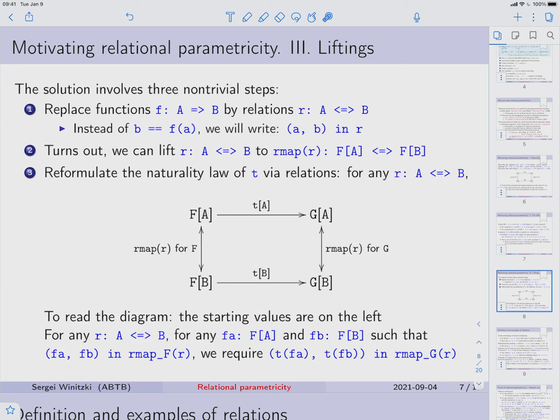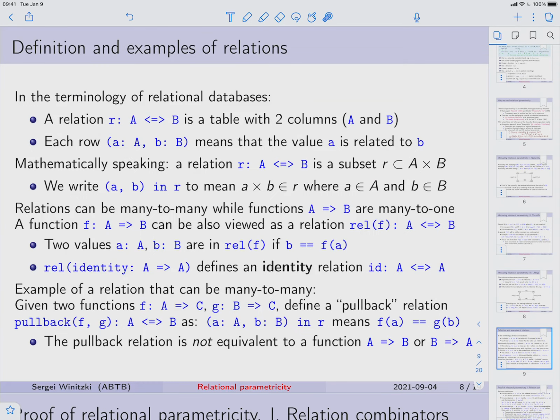But the price is that we're not going to prove the naturality law anymore. We're going to prove a relational naturality law, which is formulated using relations, no longer with functions. So that is another thing that I will touch on, and I'll explain how that works. So let's look at relations now. What is a relation?